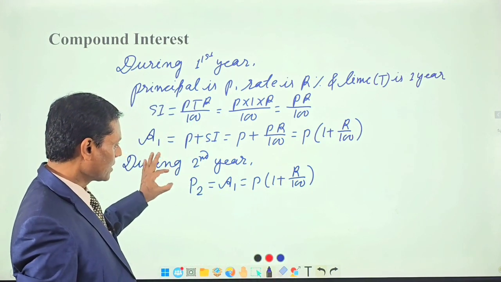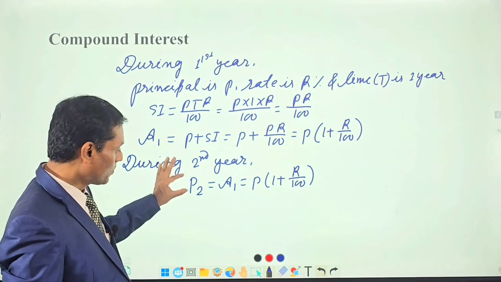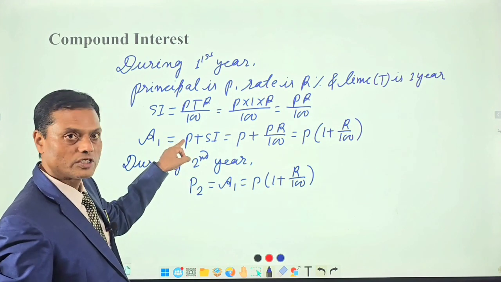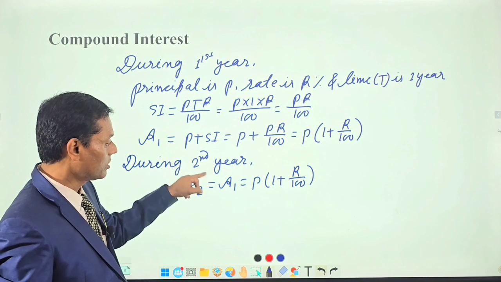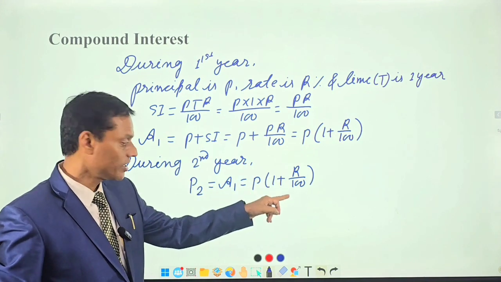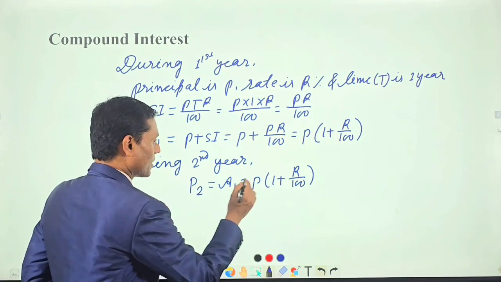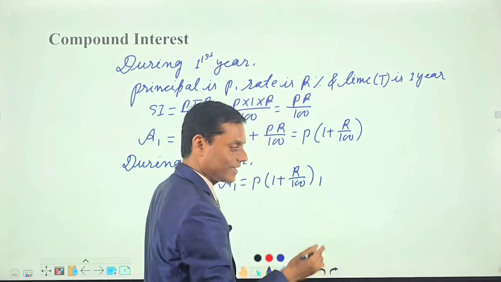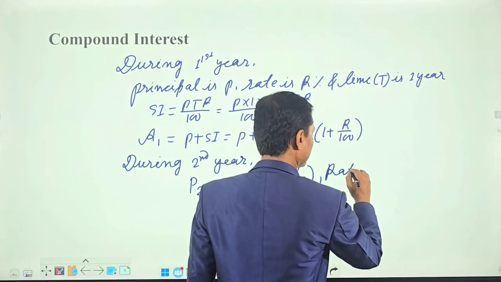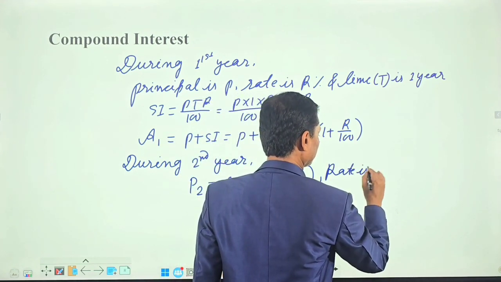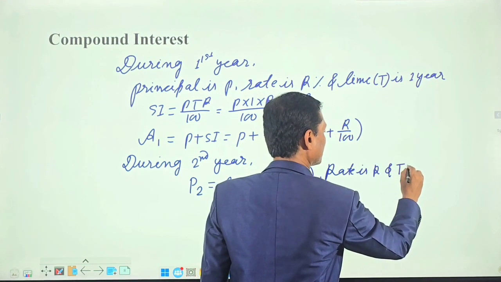So P2, that's at the beginning of the second year. The principal will be the amount which is at the end of the first year. That's P times 1 plus R by 100, and that's the principal, right? And the rate is R itself. Rate is R, and time equals 1 year.